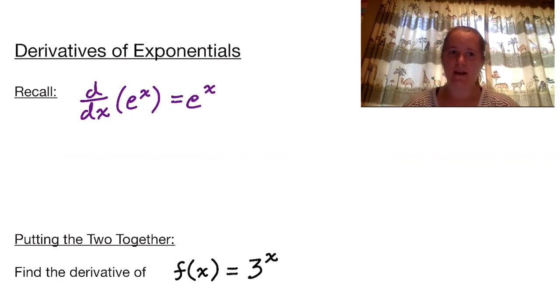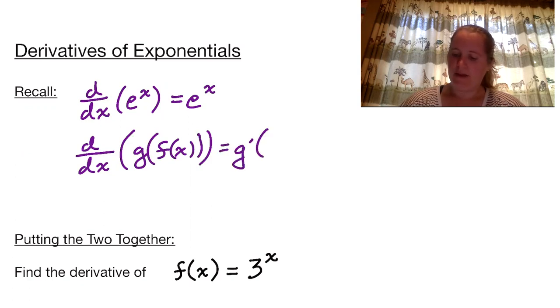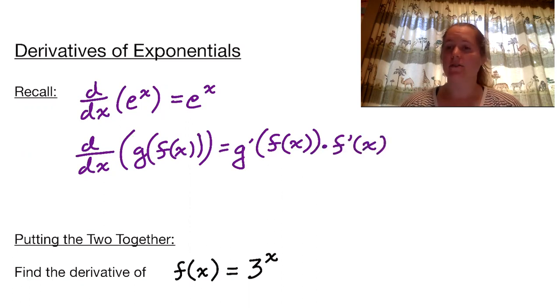So if we want to take the derivative of g of f of x, that was equivalent to g prime evaluated at f of x, and then we multiplied by f prime of x, right? So we have our derivative of the exponential and our chain rule.